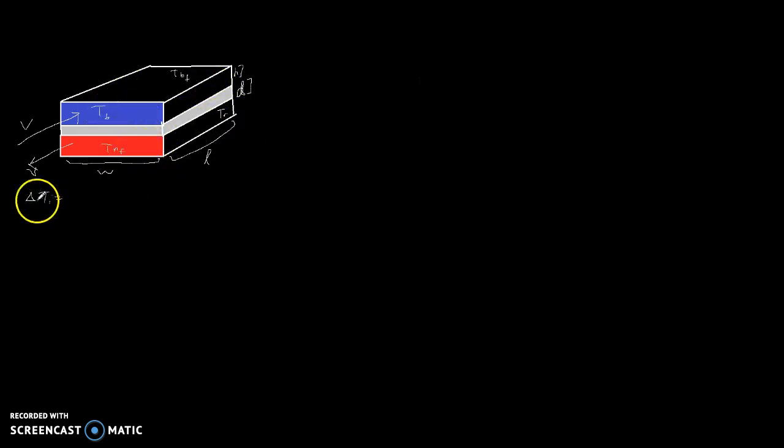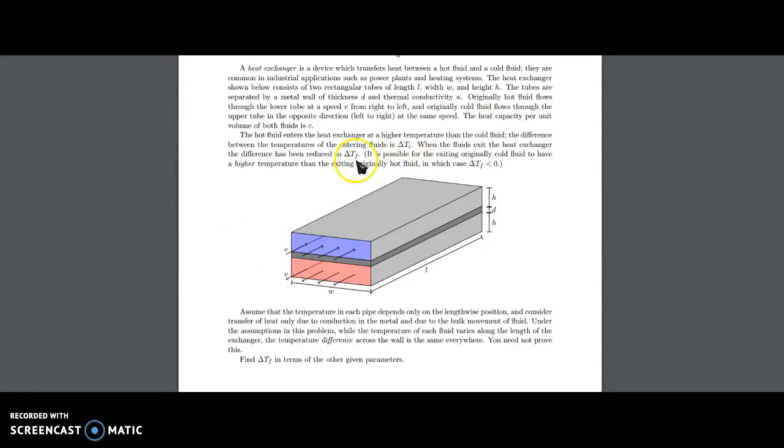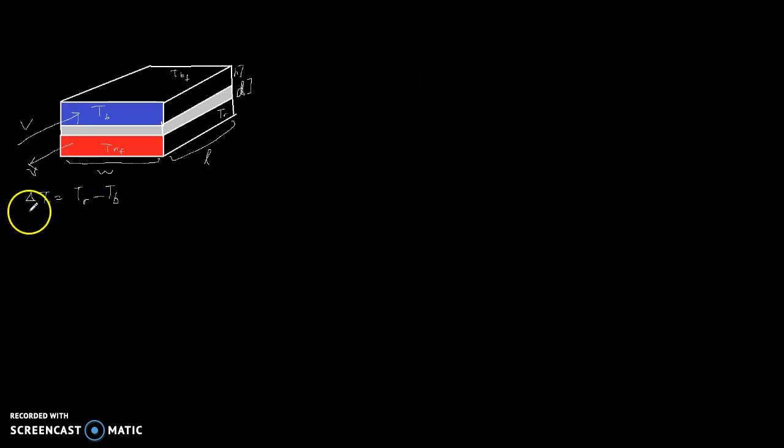So delta Ti, what is that? That is equal to the difference between the entering fluids. So that would be TR minus TB. Now we're also given the final temperature difference, delta T final. That's equal to simply TR final minus TB final. So these are the given. This entire diagram, all these labels are given, except for these four temperatures.